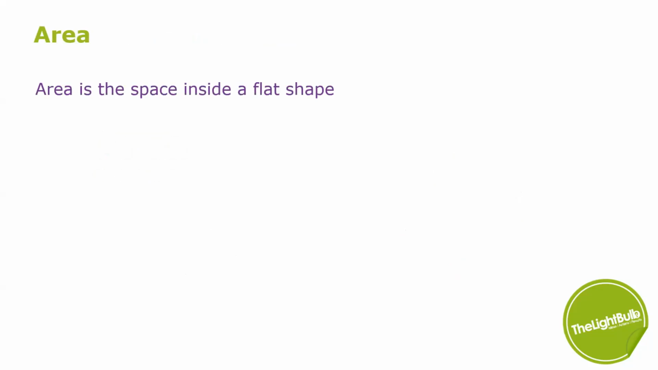So to work out the area, which again is the space inside of the flat shape, as a brief reminder. In terms of rectangles, it could be equivalent to the amount of carpet that we need to fill a room. In terms of a triangle, it's the amount of space inside of that triangle. So how much blue is there, in other words.